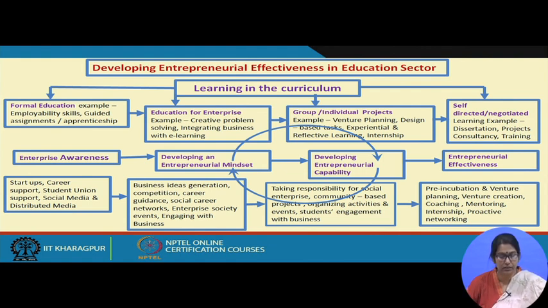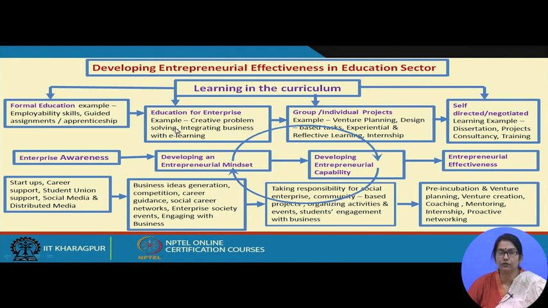You just go through this diagram. First is formal education. Formal education fosters our employability skills. In formal education, we can incorporate guided assignments and apprenticeship for developing employability skills. Then it can also promote education for enterprise, for example, a creative problem solving approach, integrating business with e-learning.